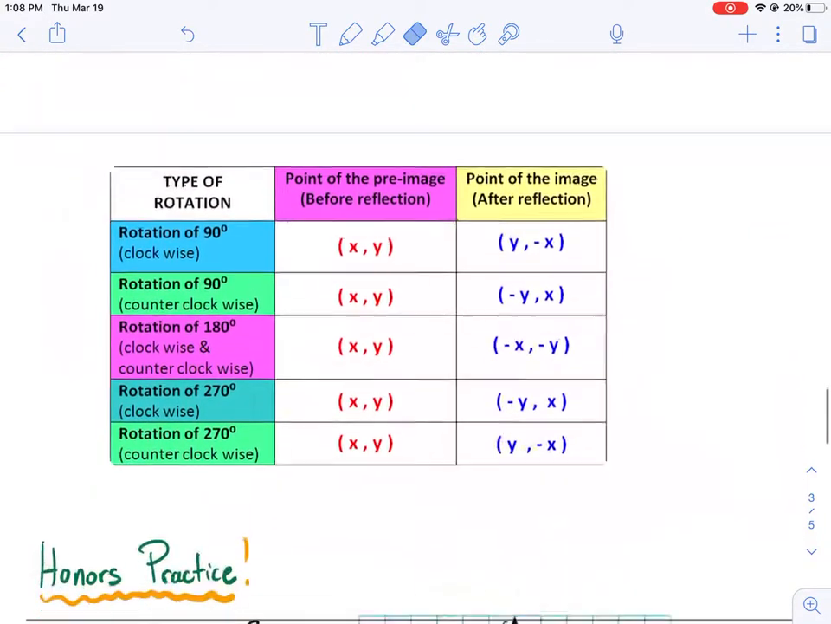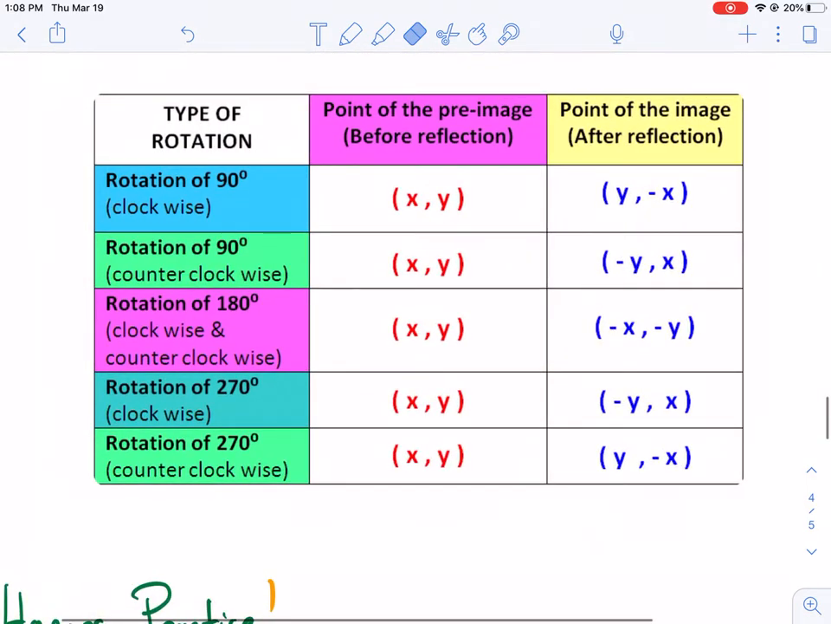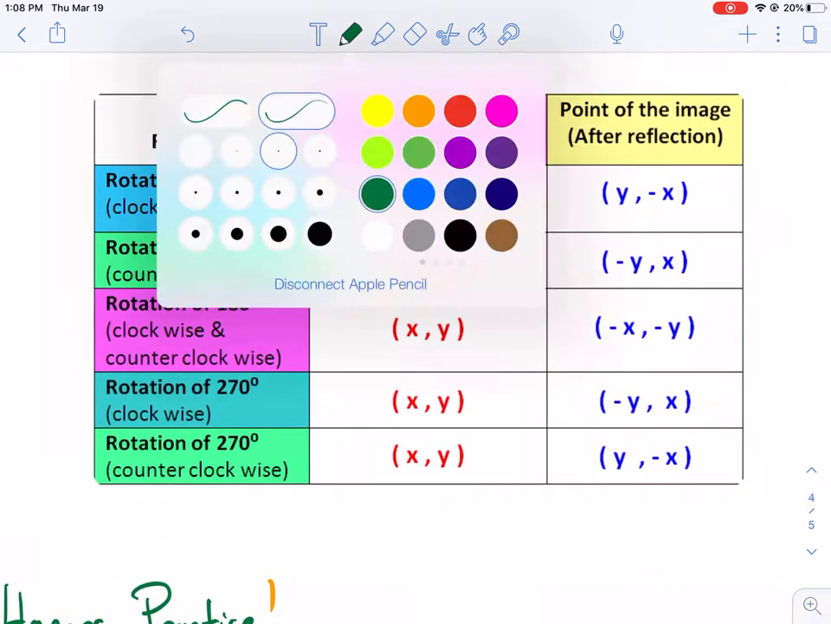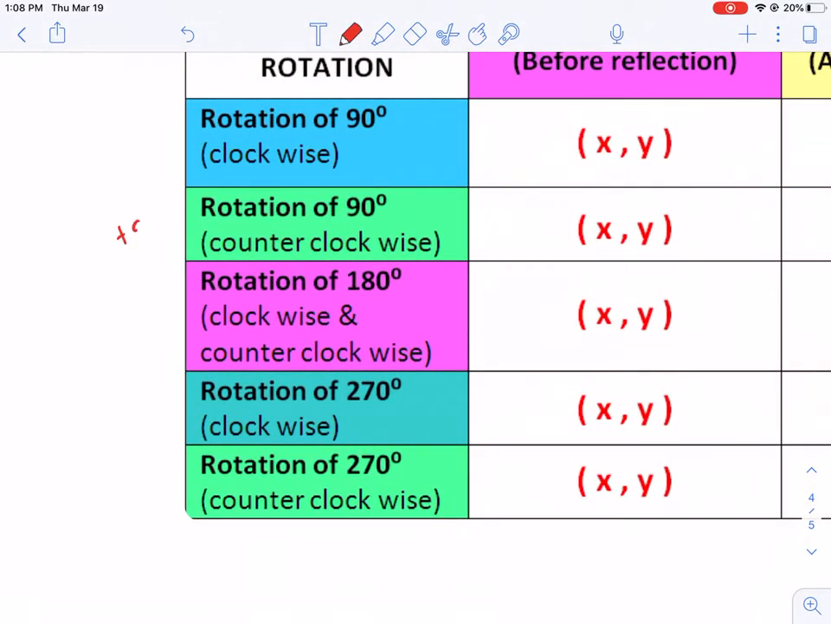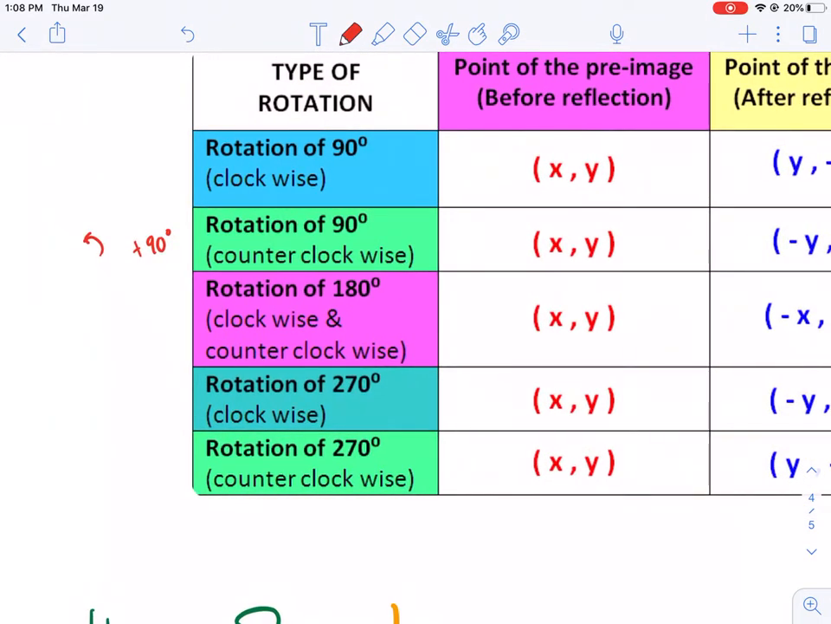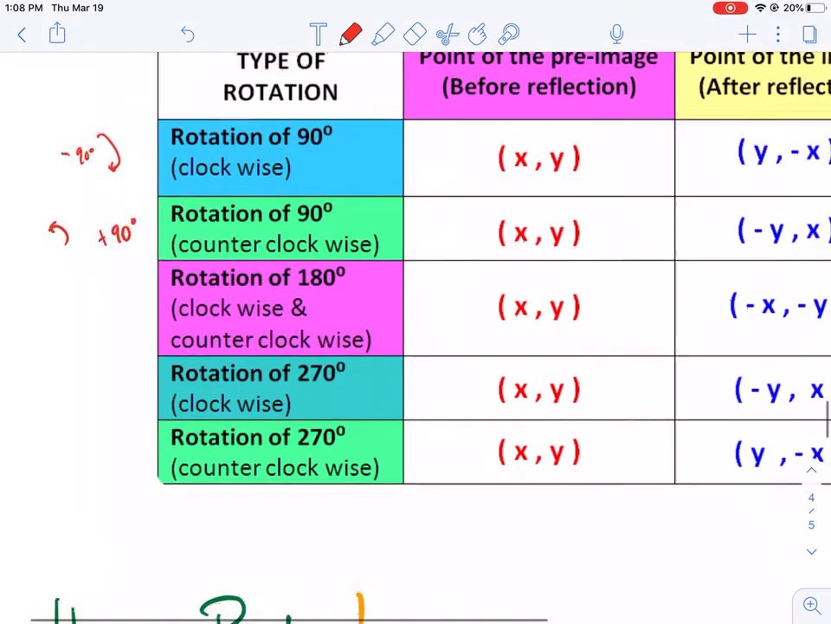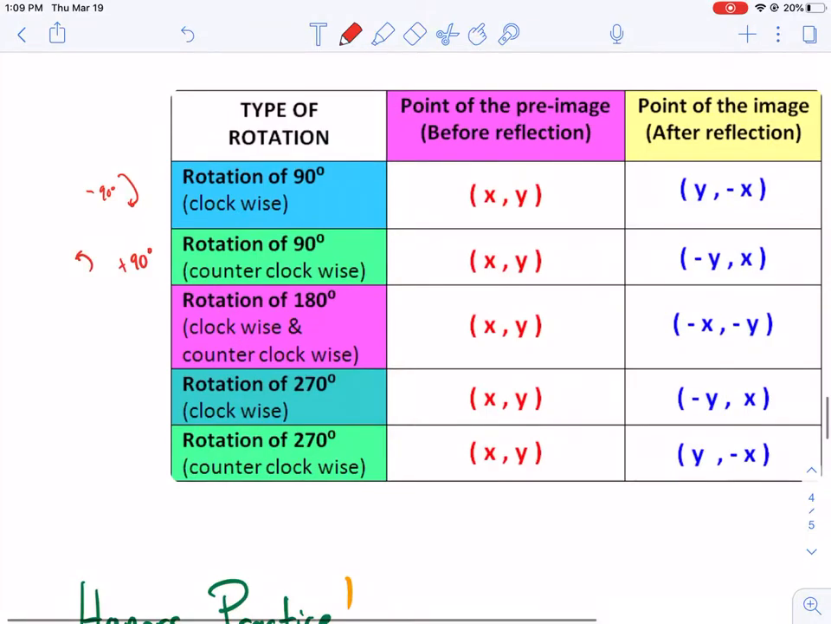So here we have types of rotation. In the first example, we rotated 90 degrees counterclockwise. So this is positive 90 degrees, and that's going this way. If it's clockwise, that means it's going this way. That's a -90 degrees. We didn't talk about -90 rotations yet, but it's the same process. I just wanted you to know what this is referring to when it says clockwise.